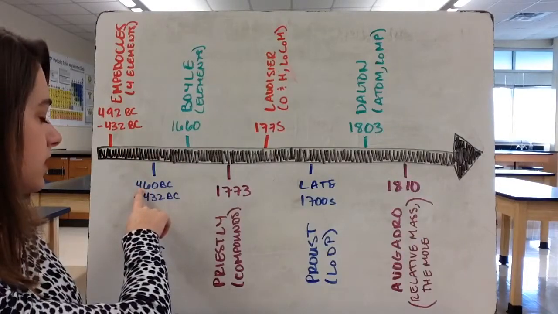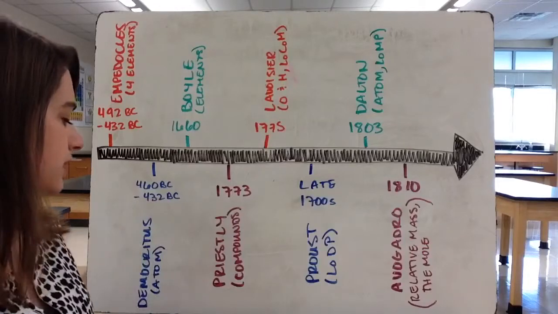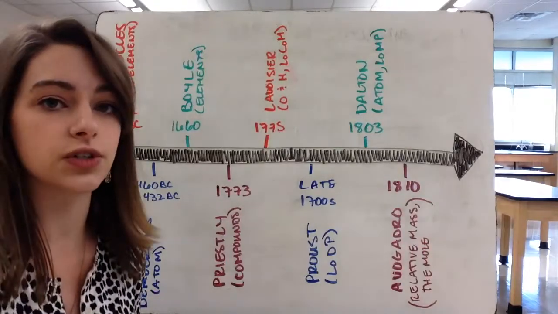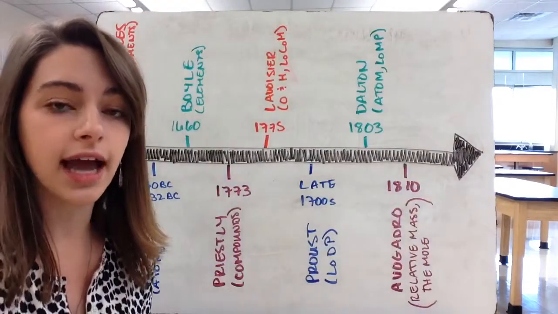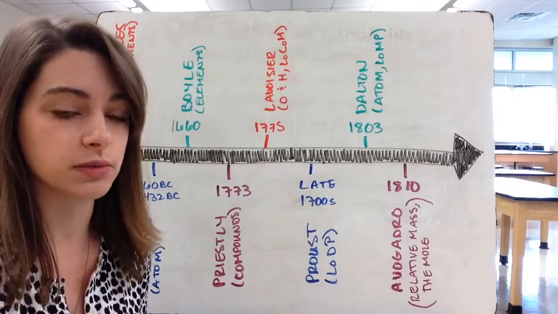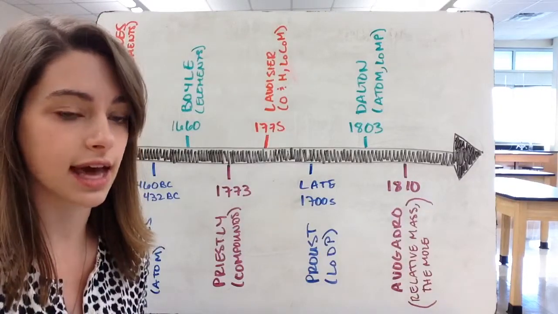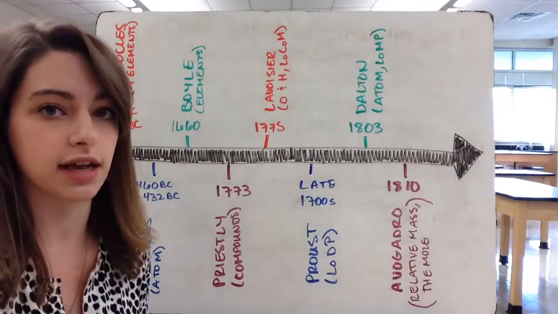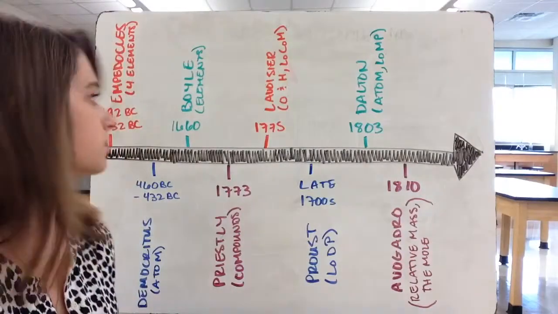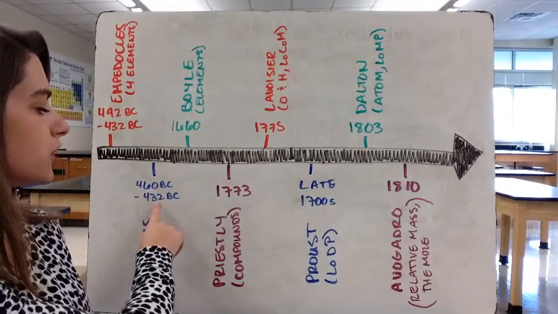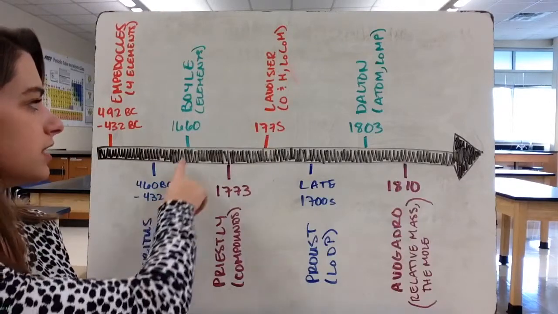In the range of 460 BC to 432 BC, we meet Democritus, and he was the first person to use the word atom. He actually used the word atomos, which means indivisible, and he said that everything is comprised of these indivisible particles.